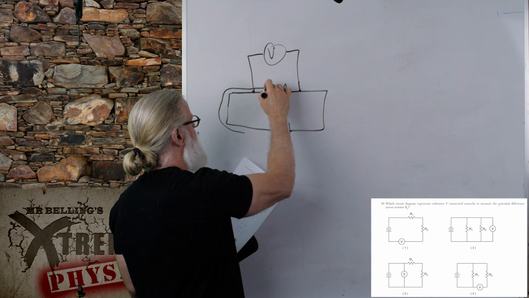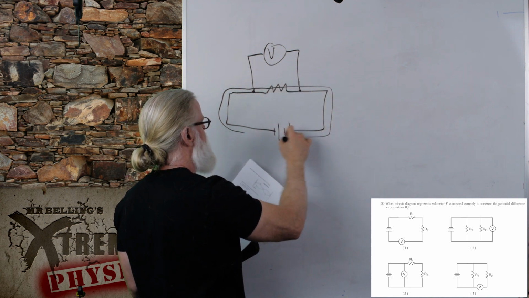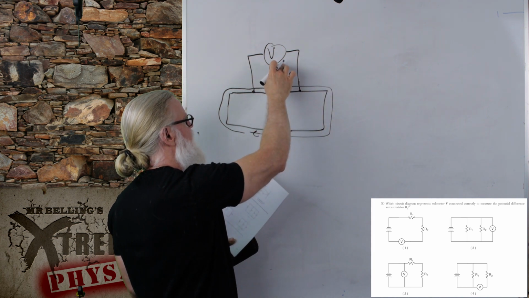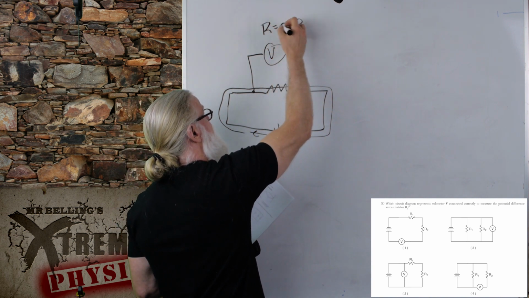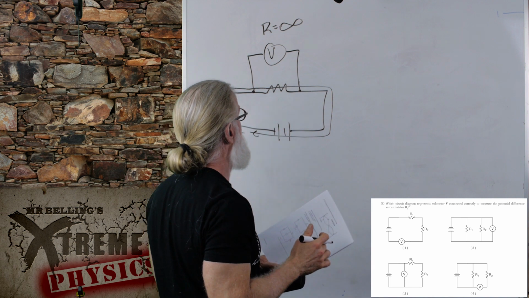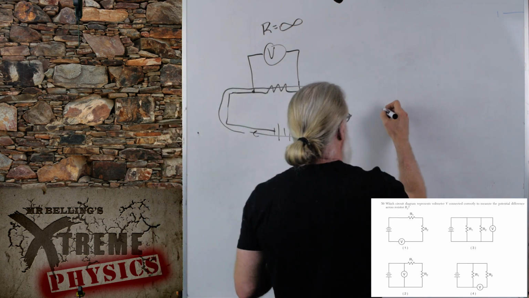We want all the current to continue to go through here. We don't want any current to go in here. So this is R equals infinity in an ideal circuit or an ideal voltmeter.